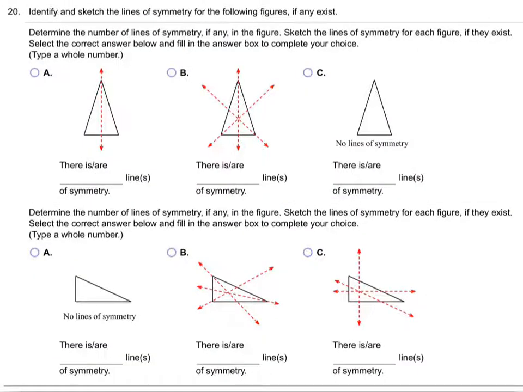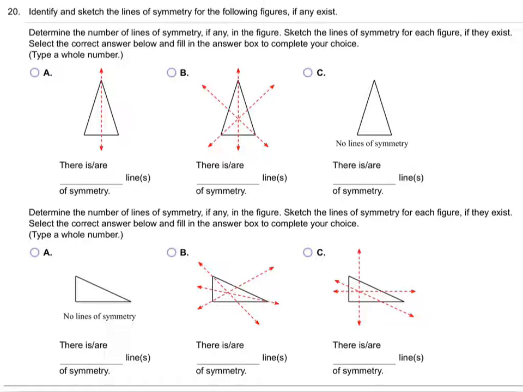All right, so number 20. So they want us to look at these and say which ones are the correct lines of symmetry. You know, like fold lines. You can tell this one right here. That goes right through the middle, doesn't it? If you folded that triangle about that dotted line, it would fold right unto itself. So that's a line of symmetry.